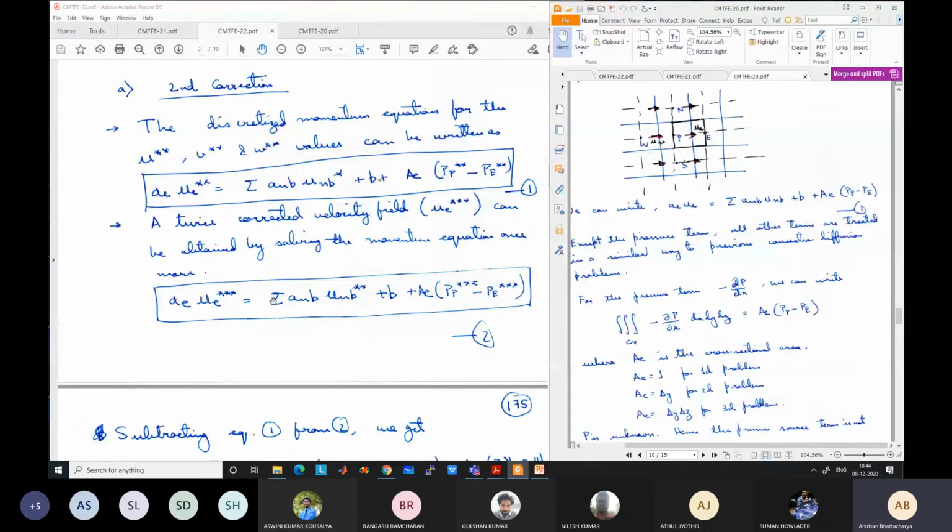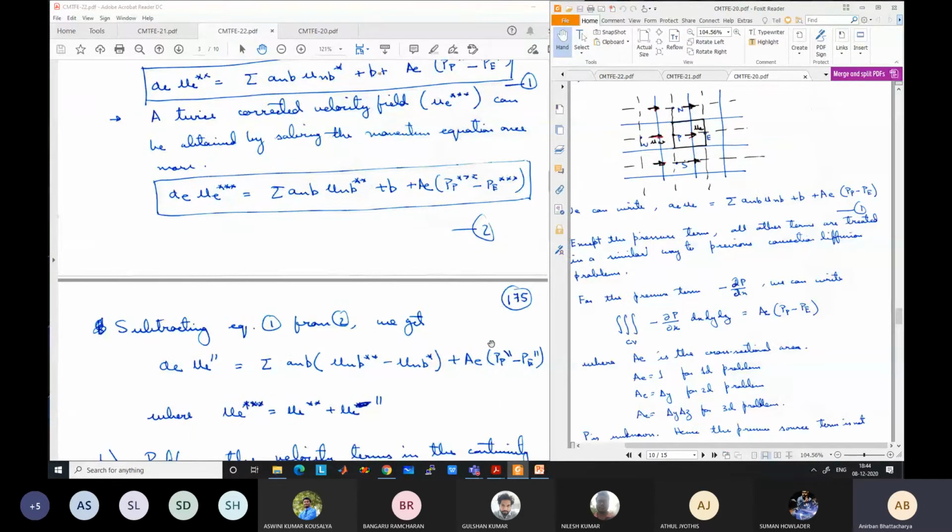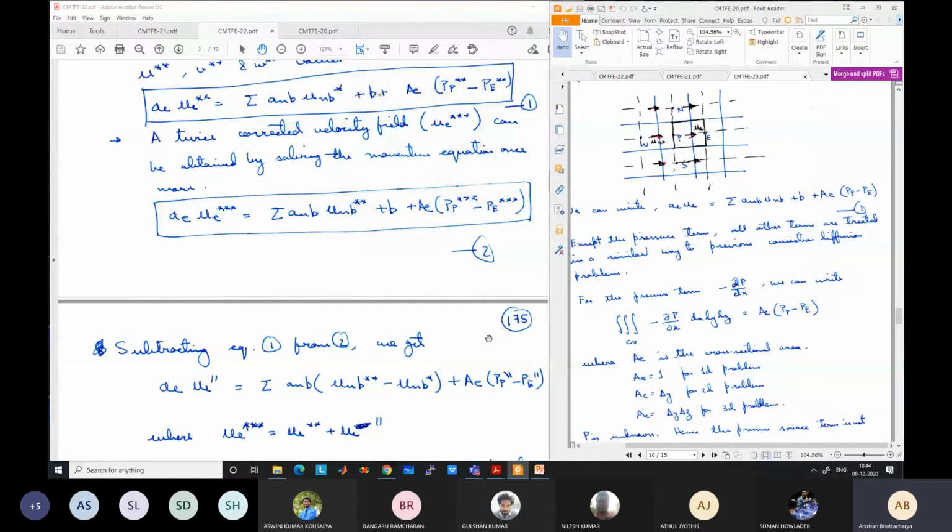Same momentum equation: aE uE triple star is equal to, as an approximation, in terms of known values, since triple star values are unknown but double star values are known. b is the source term. These pressures are also unknown: PP triple star and PE triple star are unknown. Double star values at this point are known. So we can subtract equation 1 from equation 2. If you subtract, what will you get? aE (uE triple star minus uE double star).